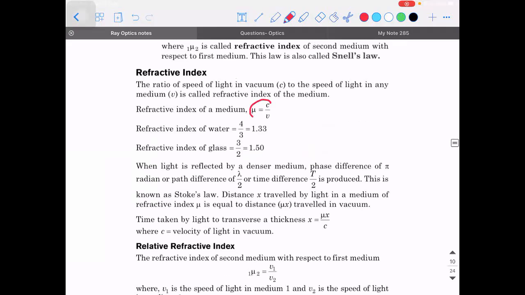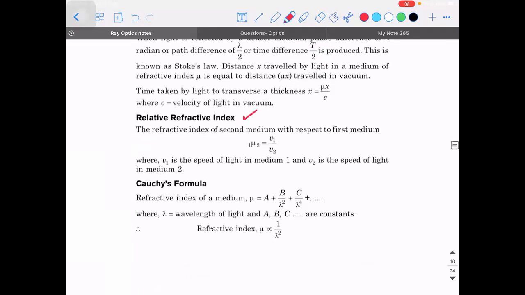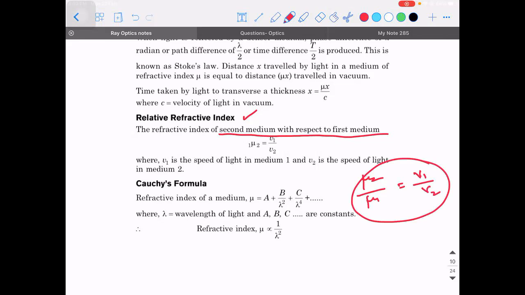So இது மட்டும் மறந்துடாதீங்க. Absolute refractive index அப்படின்னா it is the ratio of the speed of light in vacuum to the speed of light in the given medium. Okay. அதே மாதிரி relative refractive index என்னது? It is the refractive index of the second medium with respect to the first, given as mu2 divided by mu1 is equal to v1 divided by v2. இந்த பாயிண்ட் மறந்துடாதீங்க. It is inversely proportional to the speed of light in the medium.